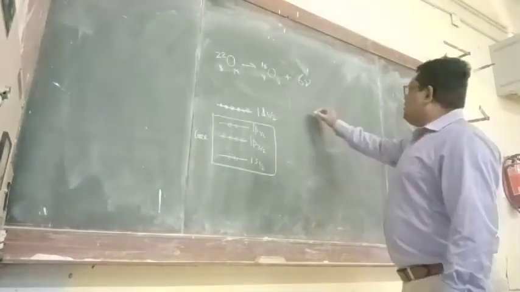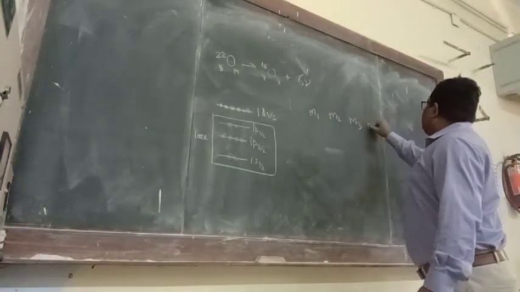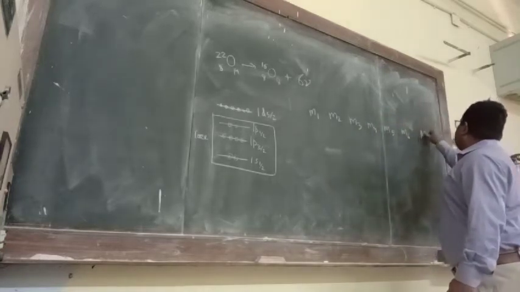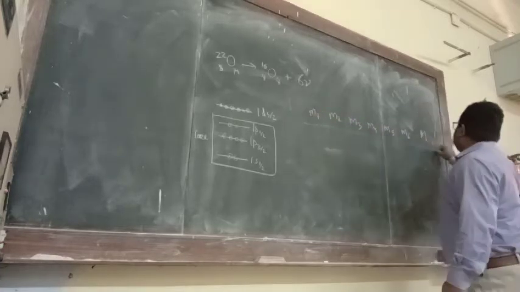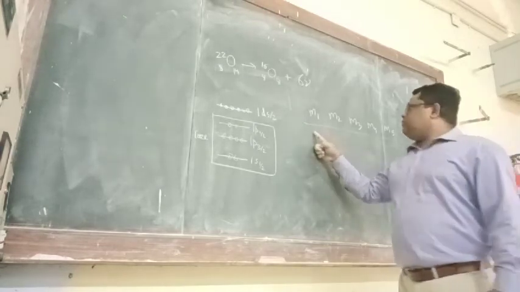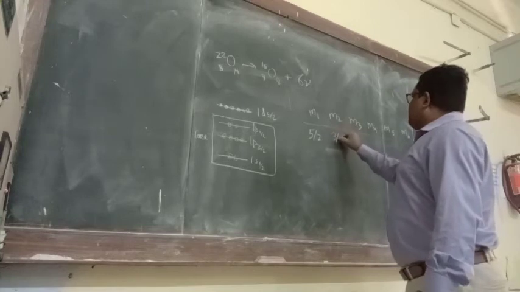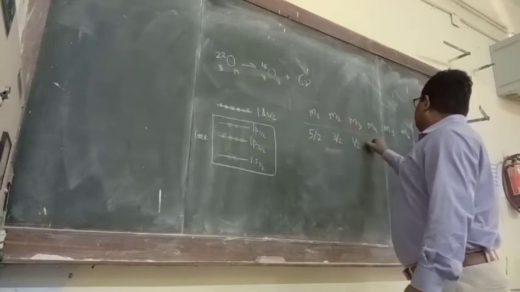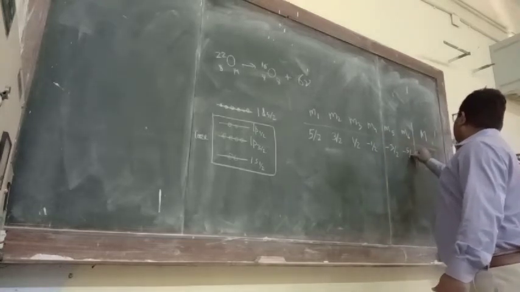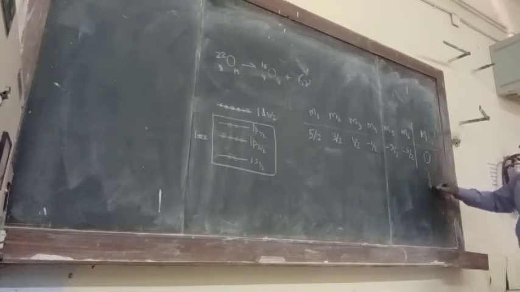Let's see. So let me write down the values. M1, M2, M3, M4, M5, M6 and then total M. Okay, total M. So let's start from here. M1, what is M1? 5 by 2. What is M2? Lower, 3 by 2. Next, half. Next, minus half. Next, minus 3 by 2. Next, minus 5 by 2. Now sum it all. What do you get? 0. This corresponds to J is equal to 0.